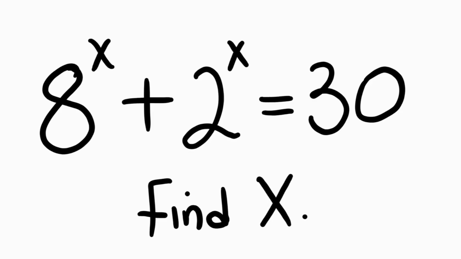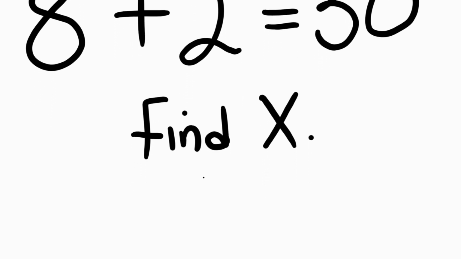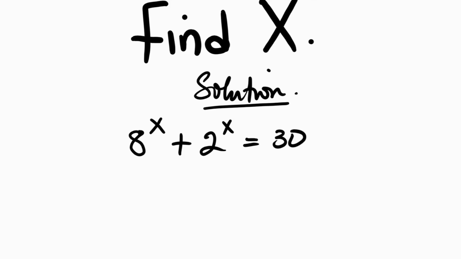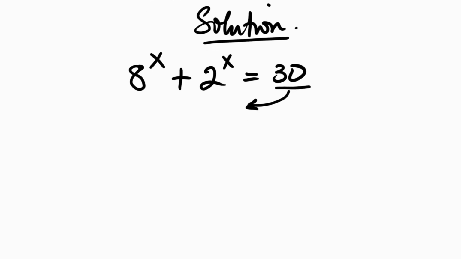Hello and welcome. So we have a question on the board and we're supposed to find the value of x. Let us go ahead and solve this question. Solution. So we have 8 raised to the power x plus 2 raised to the power x equals 30. First, let us move 30 to the left hand side. So we have 8 raised to the power x plus 2 raised to the power x minus 30 equals 0.